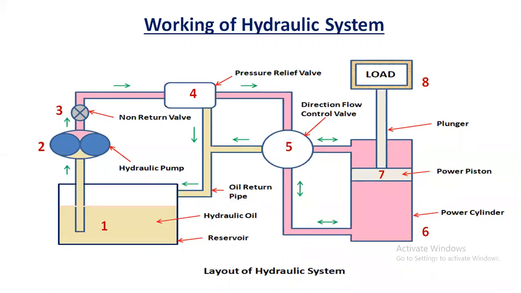Then the pressure relief valve further sends the pressurized oil into the direction flow control valve, number 5. This control valve is used to control the direction of oil as required by us. If the oil enters the load side of the power cylinder, then the load is lifted up, and if it enters the upper side of the power cylinder, meaning above the power piston, then the load is lowered.